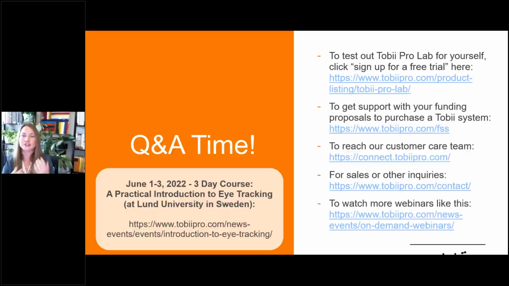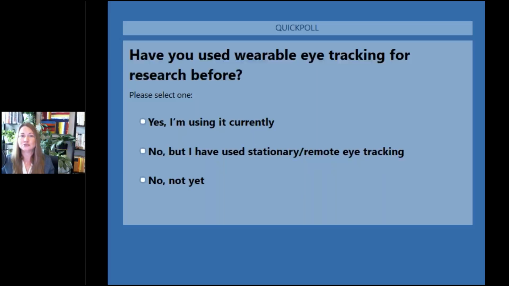Before we get started with your questions, we have a couple of quick poll questions for you to get to know our audience a little bit. So let me get those going. The first question is, have you used wearable eye tracking in your research before? A couple different answers. Yes, you're using it currently. No, you haven't used wearable eye tracking, but you have used other types of eye tracking. And then no, not yet to both of those. Looks like we have quite a lot of people who are potentially using it right now. Just give another second.